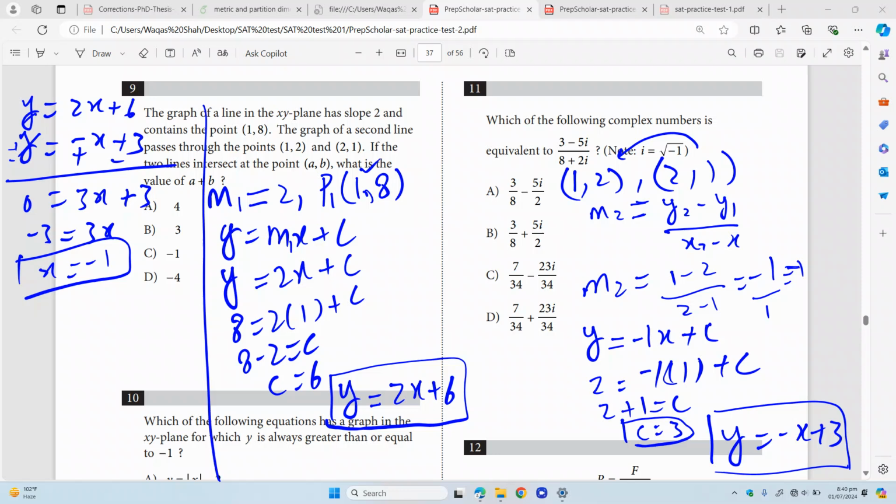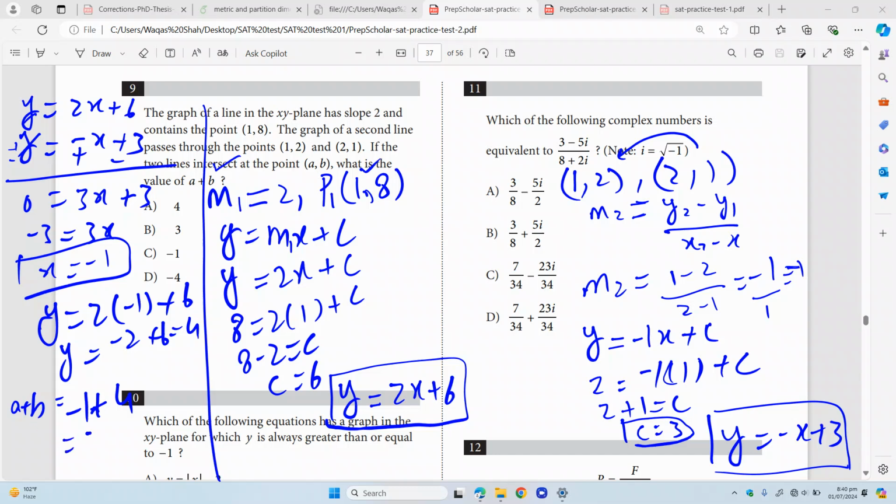Now plug this value in any equation, it's up to you. You will get the same value regardless of which equation you put the value in. Okay, so if we plug that value in the first equation, it will be y is equal to 2 times x, which is minus 1, plus 6, so minus 2 plus 6 is equal to 4, so y is 4. Okay, so our solution is minus 1, 4. Here it's given that we have to find the value of a plus b. So a plus b is equal to minus 1 plus 4, so it will be 3. Okay, so b is the correct option.